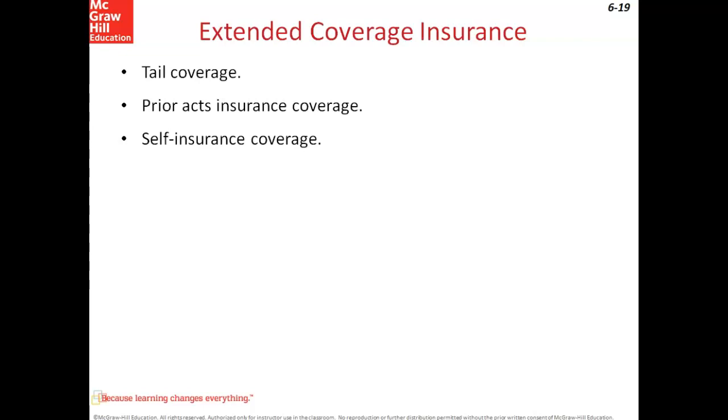The opposite side of this is prior acts insurance coverage, or nose coverage. And this is bought from your new carrier and insures you for things that happened prior to your current insurance coverage. Typically, when starting a new claims-made insurance coverage, one of these two, either tail coverage or prior acts coverage, is required to purchase your new policy.